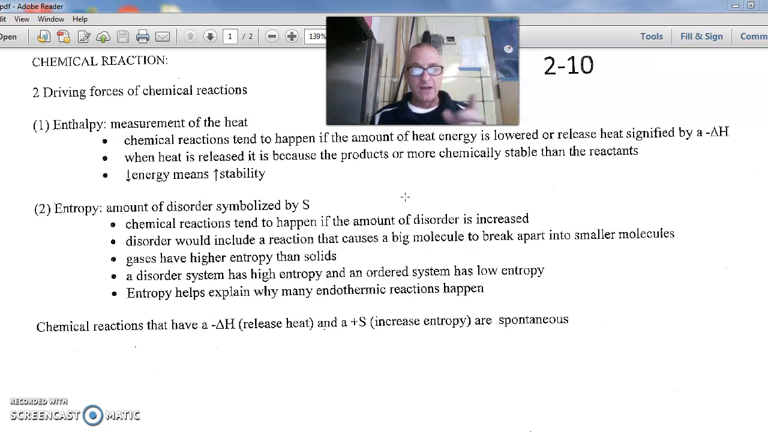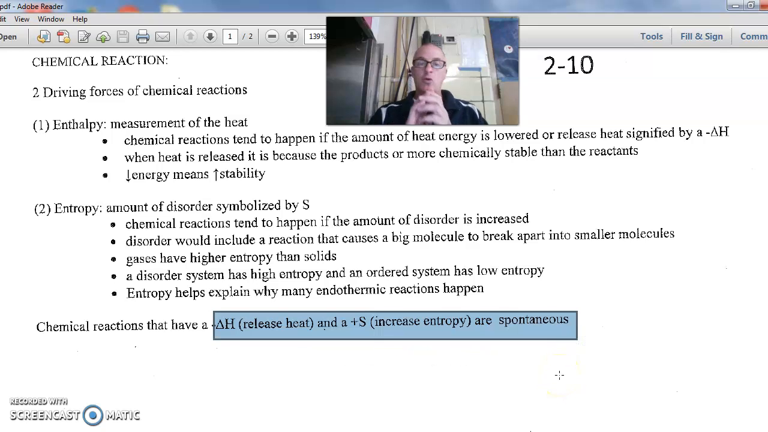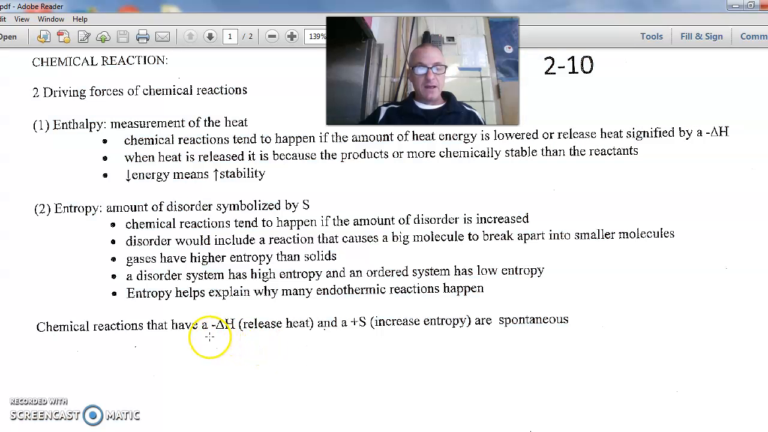If that chemical reaction is able to release energy, have a negative enthalpy, a negative delta H, and that chemical reaction causes greater disorder, that reaction would be considered to be spontaneous. Like chemical reactions that are going to happen. You just get them started and they're going to continue happening. They happen if they have a negative delta H, they release heat energy, and they increase entropy.